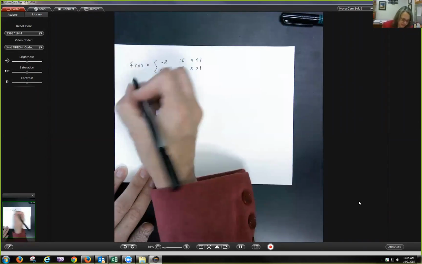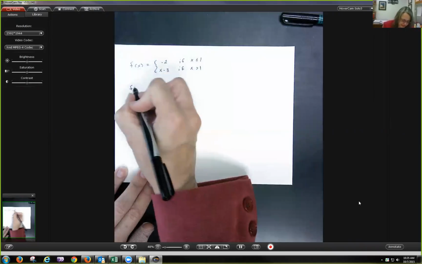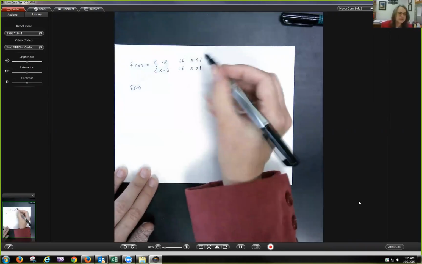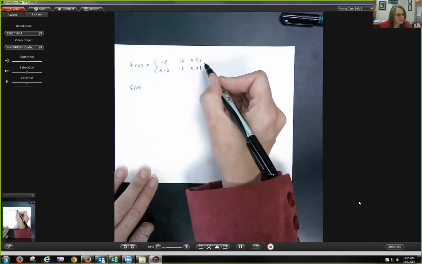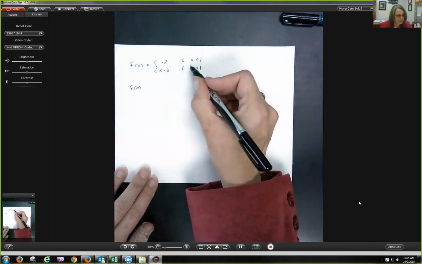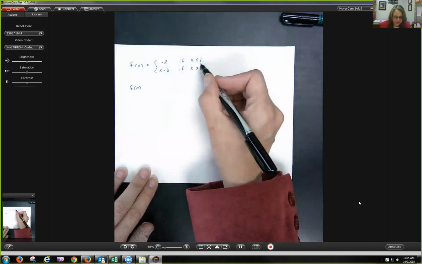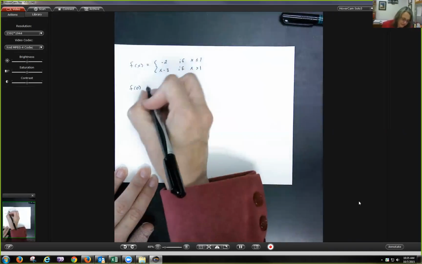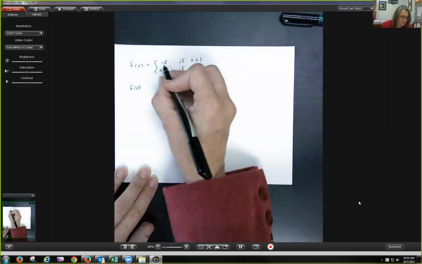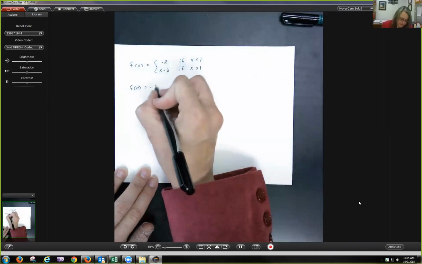So for example, suppose I want to find f of 0. First thing we have to do is ask ourselves, which category are we looking at? Is 0 less than 1? The answer is yes. So we apply the first rule, -2.